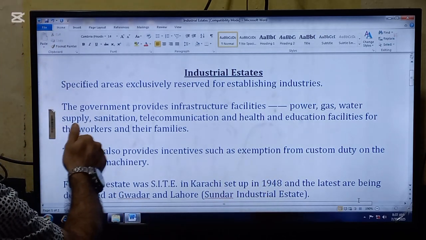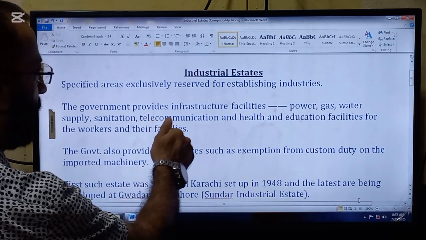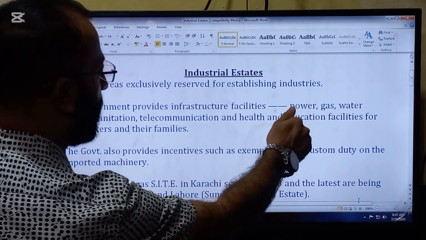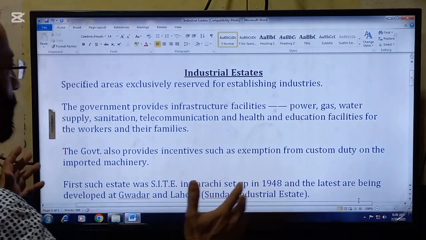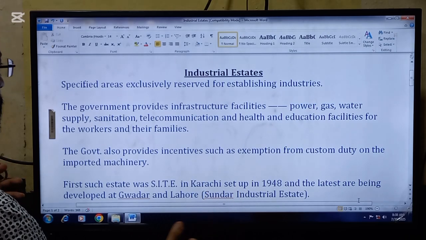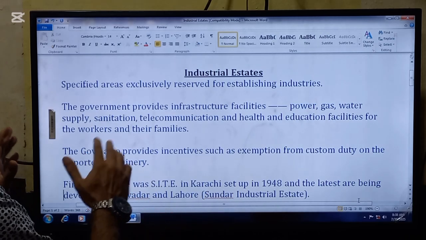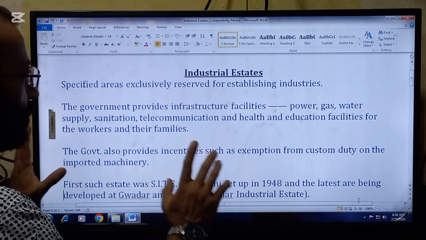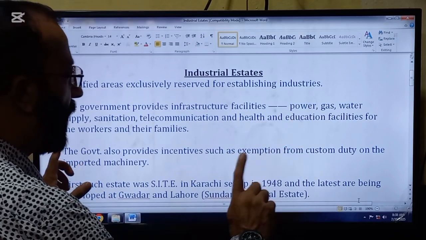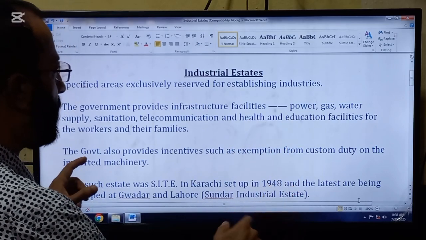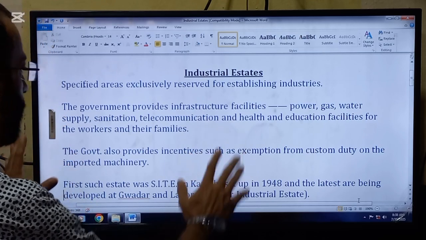Number one, specified areas exclusively reserved for establishing industries. So the governments in any country, in almost all countries, have specified areas which are exclusively reserved for establishing the industries. There no other thing can be established, so that area is called industrial estate.